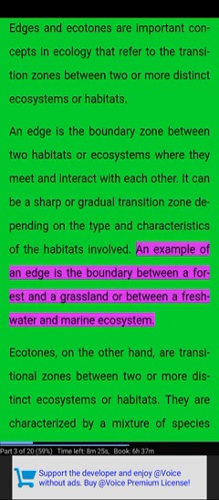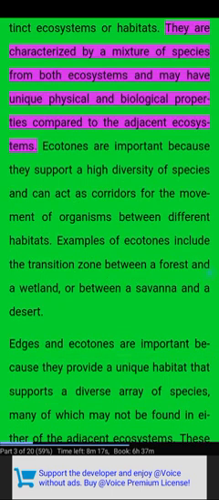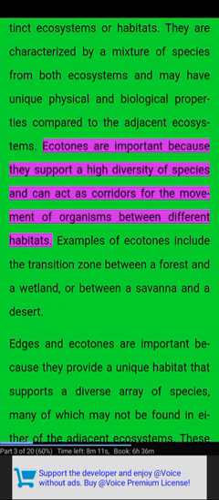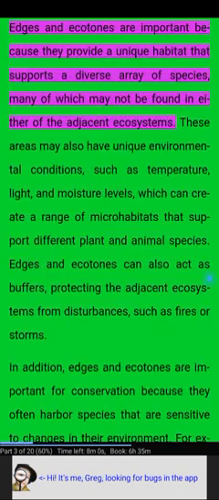An example of an edge is a boundary between a forest and a grassland or between a freshwater and marine ecosystem. Ecotones, on the other hand, are transitional zones between two or more distinct ecosystems or habitats. They are characterized by a mixture of species from both ecosystems and may have unique physical and biological properties compared to the adjacent ecosystems. Ecotones are important because they support a high diversity of species and can act as corridors for the movement of organisms between different habitats. Examples of ecotones include the transition zone between a forest and a wetland, or between a savanna and a desert.